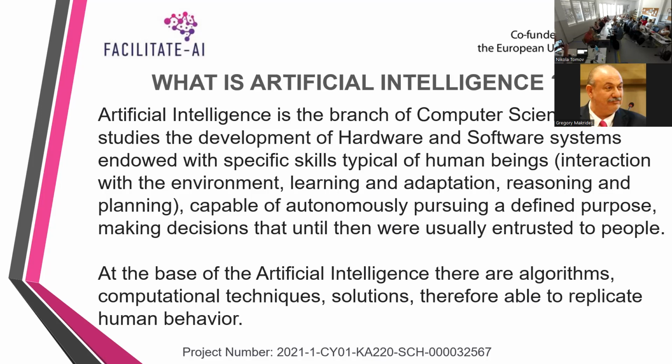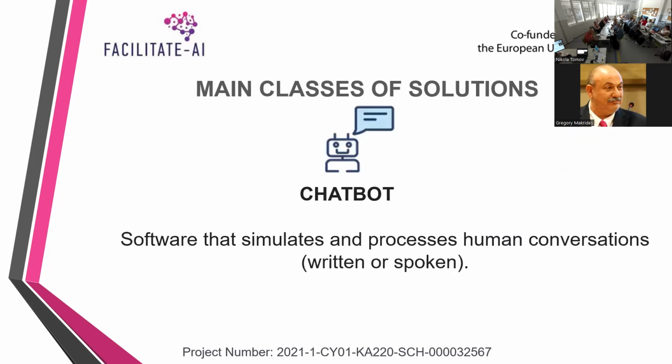So this machine, this software and hardware together, can elaborate solutions by themselves in an autonomous way. And at the base of artificial intelligence, there are algorithms, computational techniques, solutions that can replicate human behavior. So we just point out some of these software and technical solutions that are elaborated by artificial intelligence.